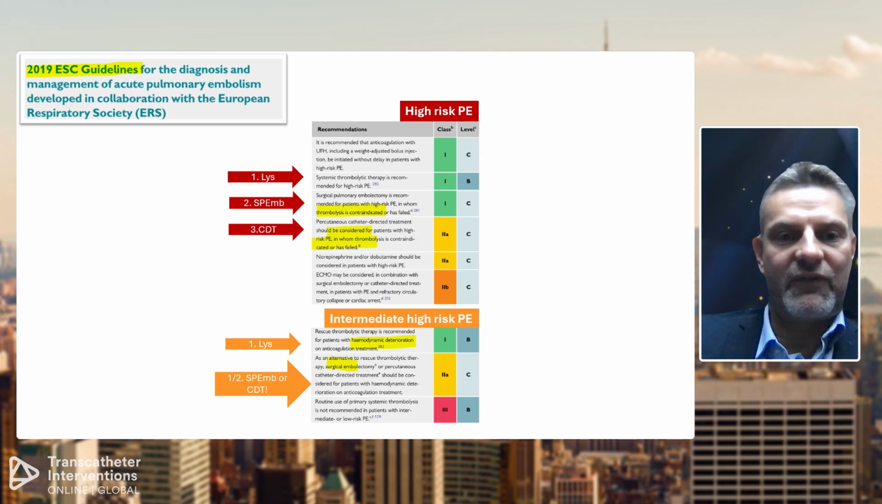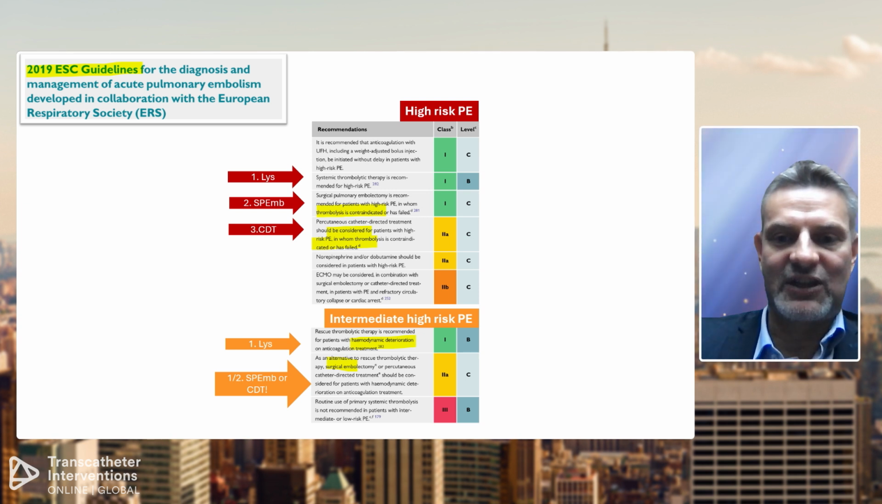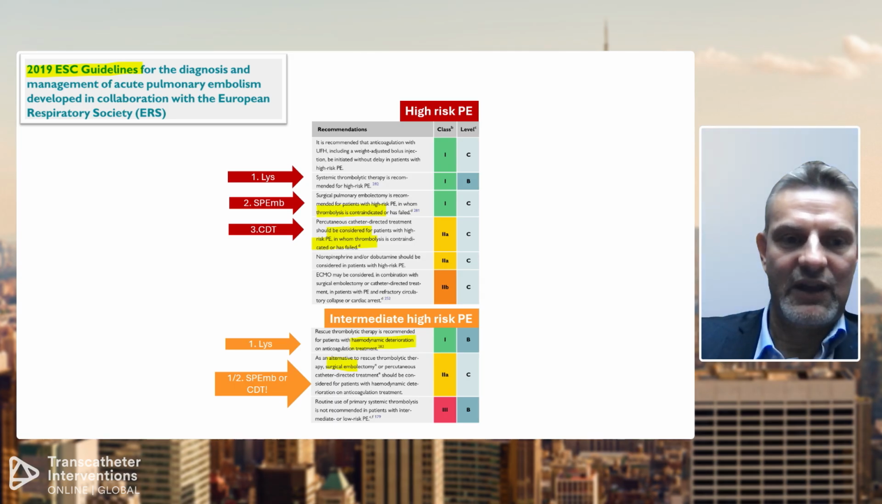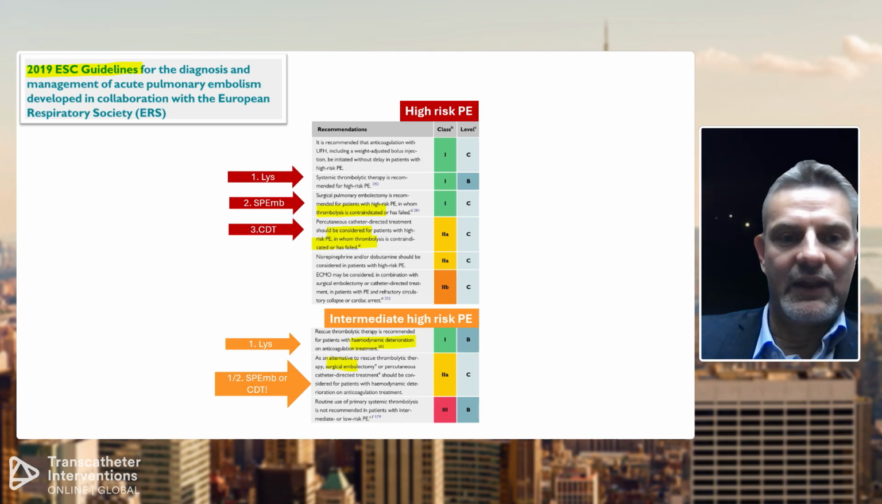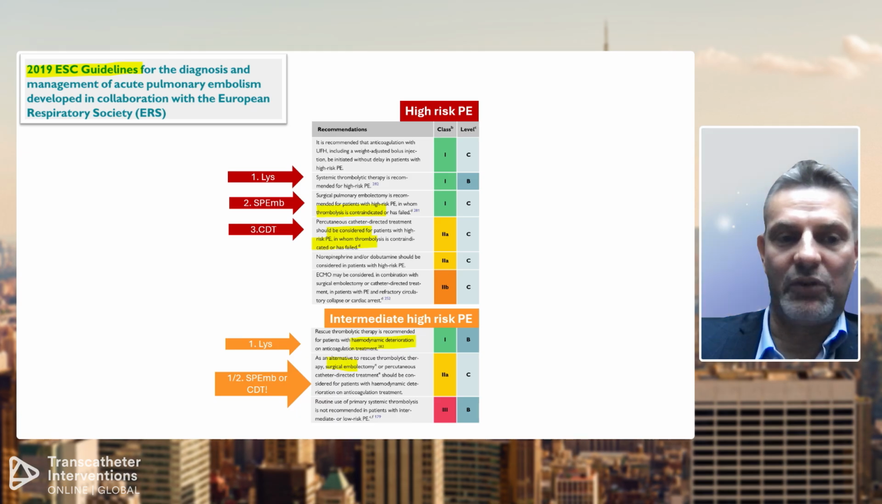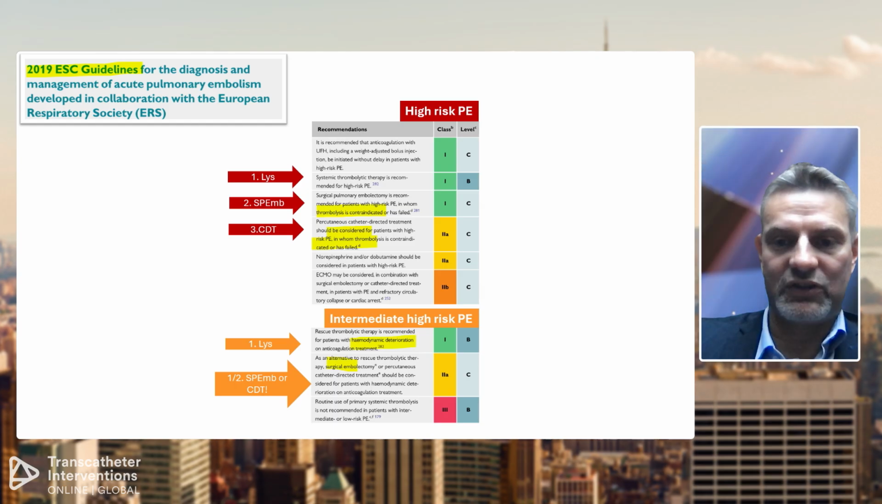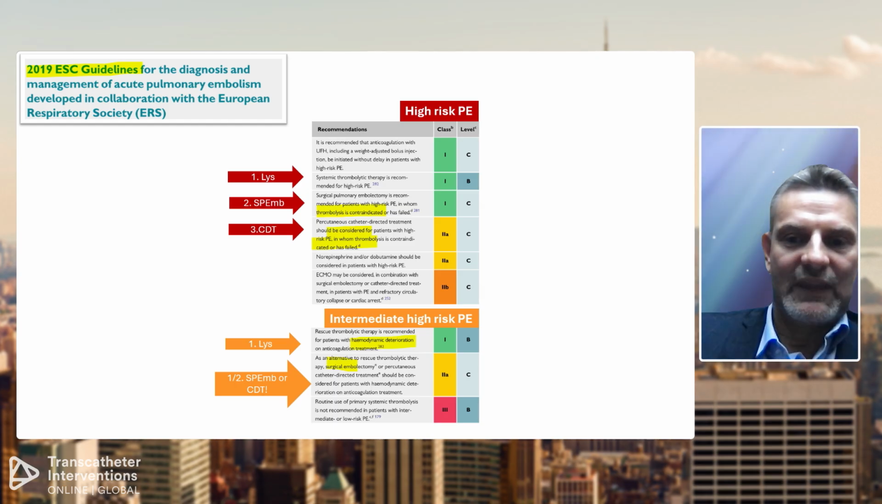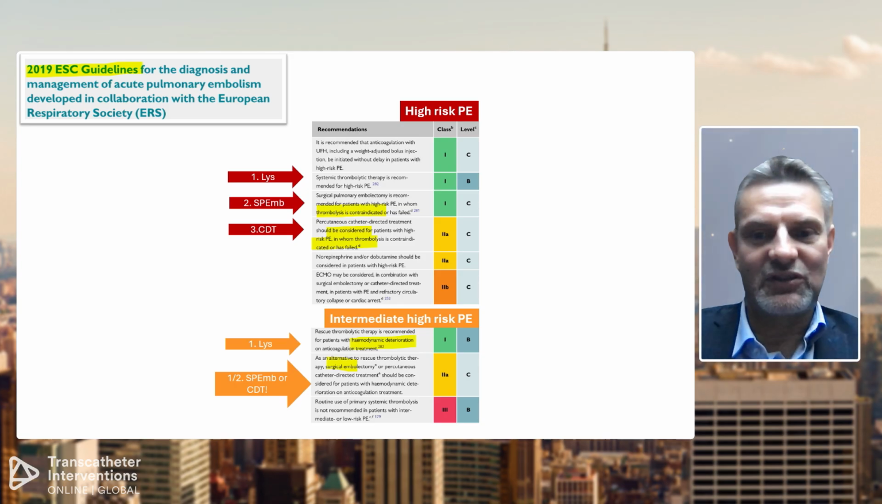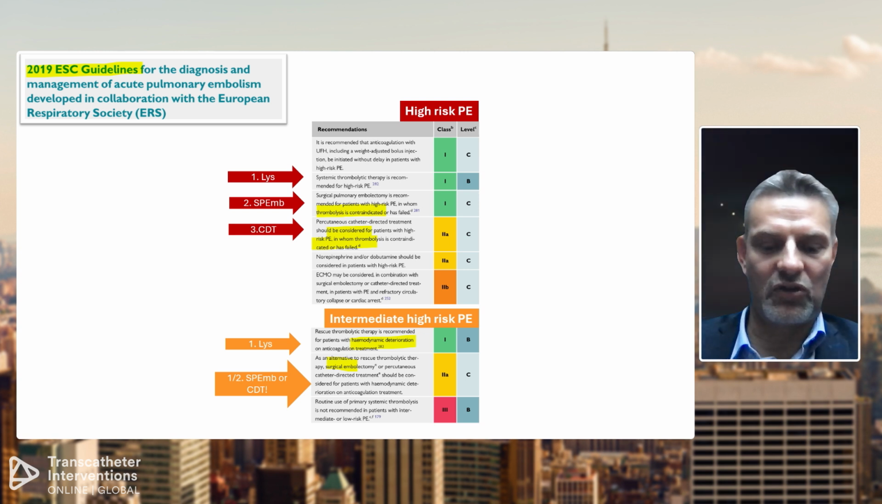But if reperfusion treatment is indicated, the first step is systemic lysis. However, if we have contraindications to thrombolytic treatment, which is quite often, or this treatment fails, we should treat this patient with embolectomy or catheter-directed treatment. In intermediate-high risk, according to these guidelines, we should wait until the patient deteriorates, and then treat with systemic lysis, surgically, or with interventions.